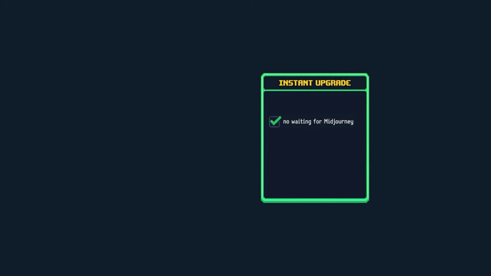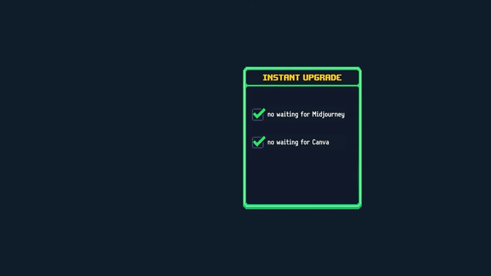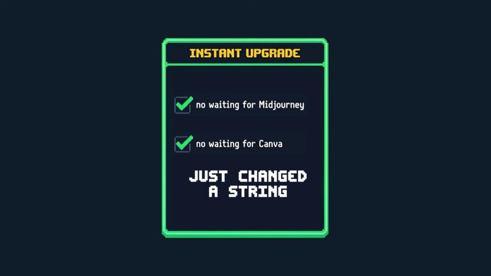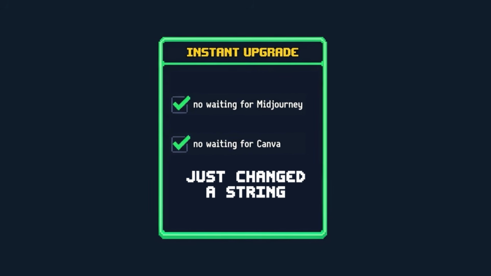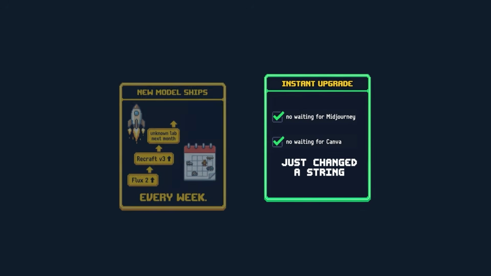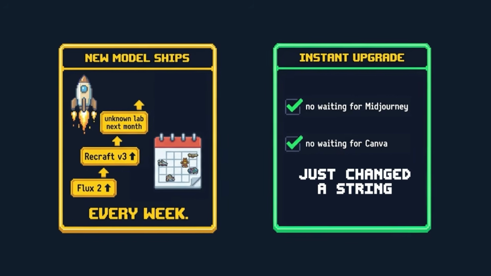You didn't wait for Midjourney to integrate it. You didn't wait for Canva to offer it. You just changed a string. That's what you actually get from owning the code, not just the $1 per session, the ability to move as fast as the model layer moves. And right now, the model layer is moving very fast.